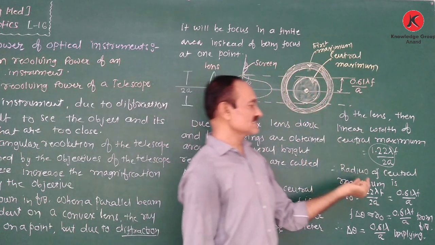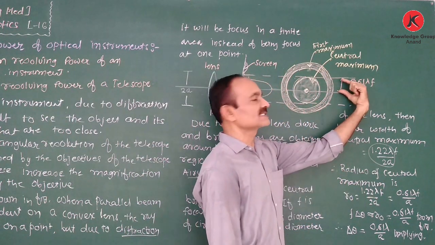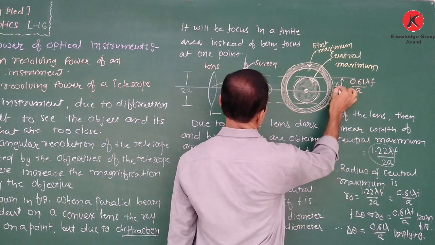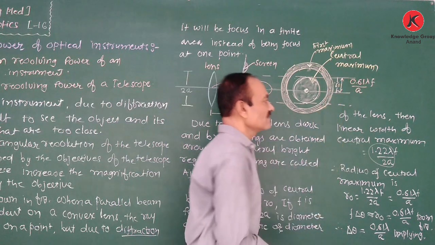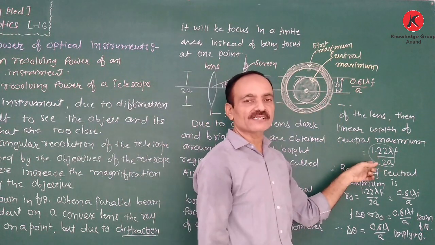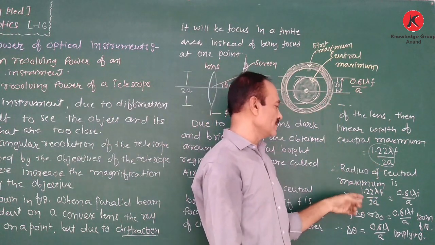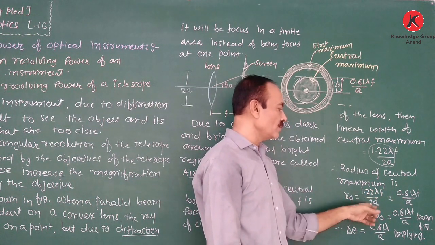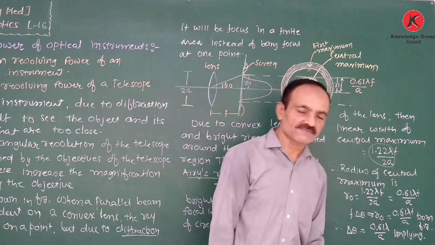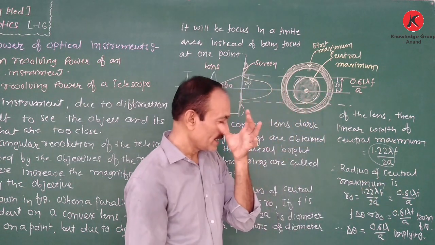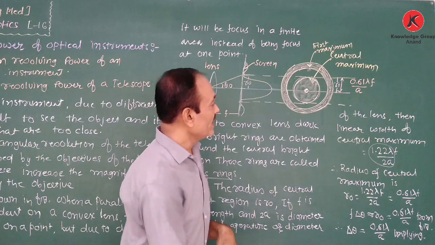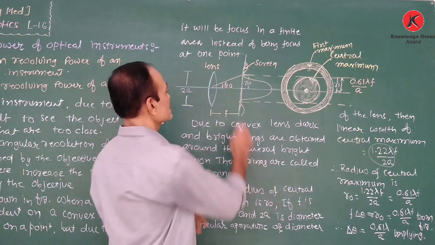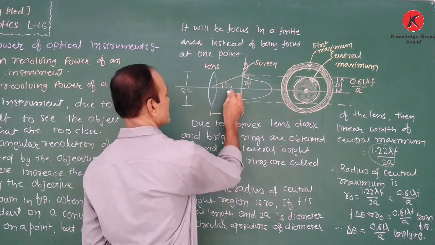Now the radius of a central maximum, that is our R0. R0 is equal to half of this linear width of a central maximum. Therefore, R0 is equal to 1.22 lambda F upon 2A. So it's equal to 0.61 lambda F upon A. Already we know that from the figure, F into delta theta. So here suppose there is the delta theta.